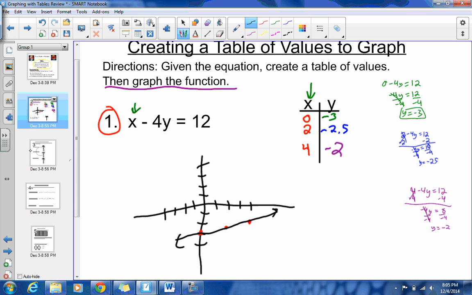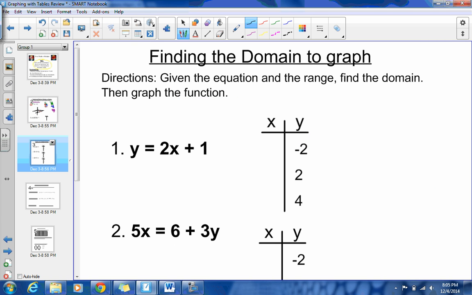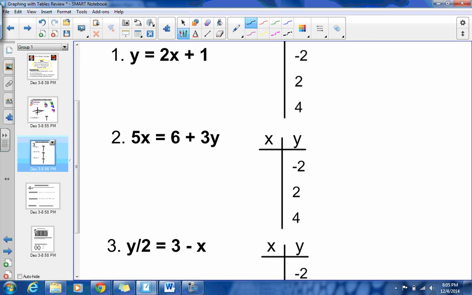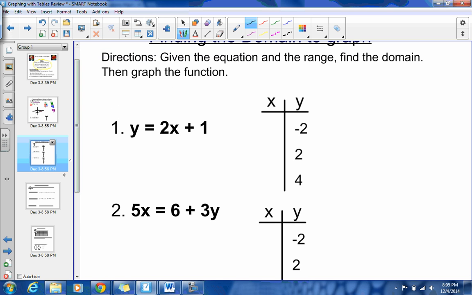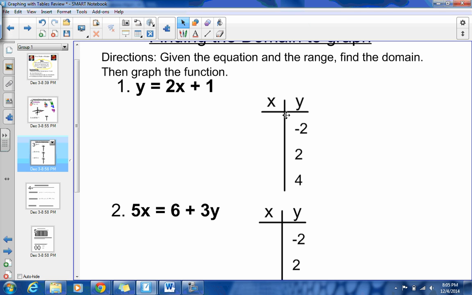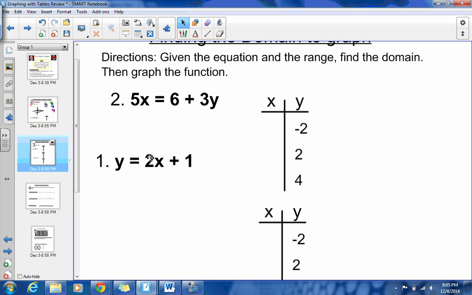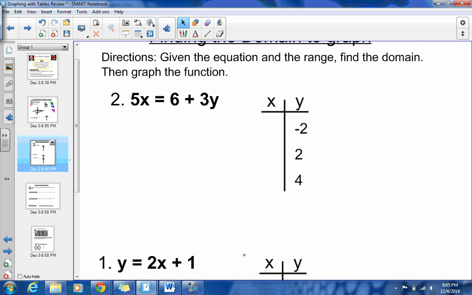Next section says 2. All right, given the equation, we're given an equation again. And the range. Ooh, this time we have the range instead of making up our own domain. We have the range. Find the domain, then graph the function. So I think I'm going to pick number 2 here. We'll get this one out of there. I'm going to replace that with that. Get that out of there.